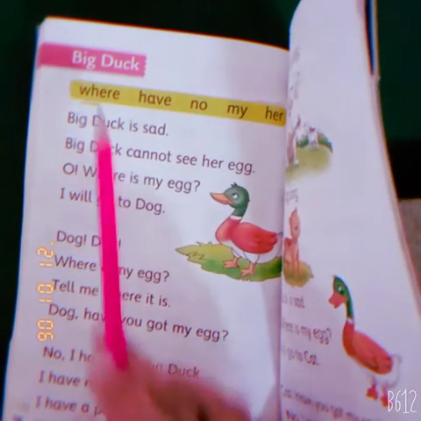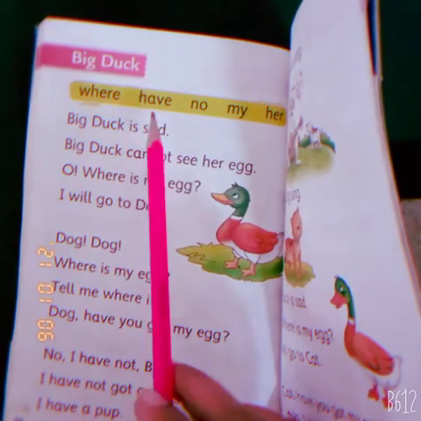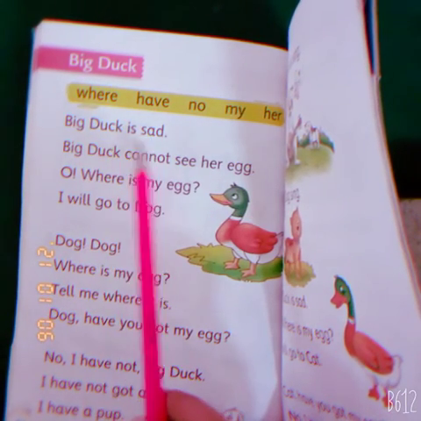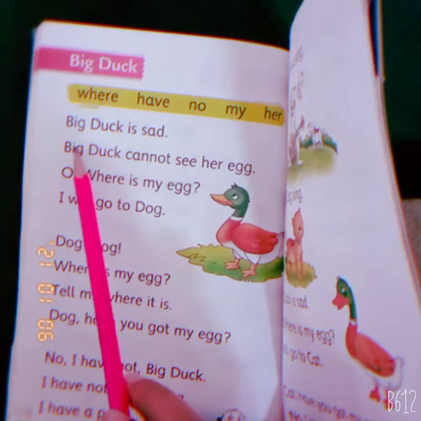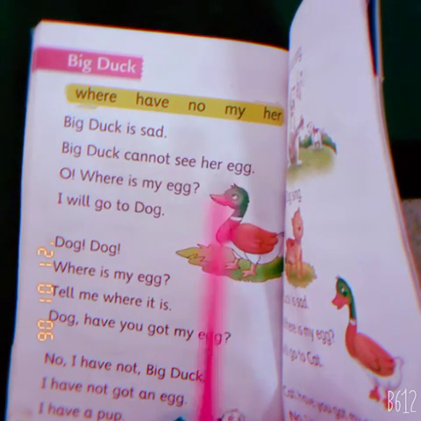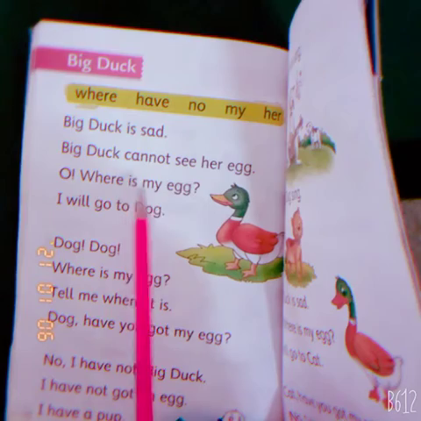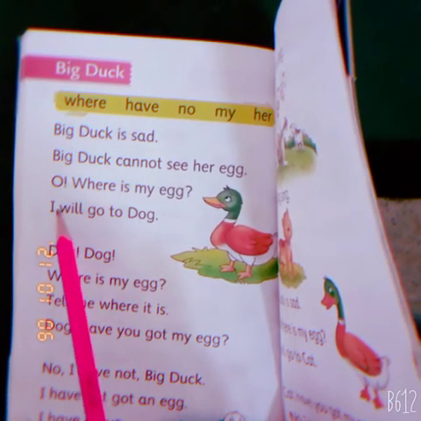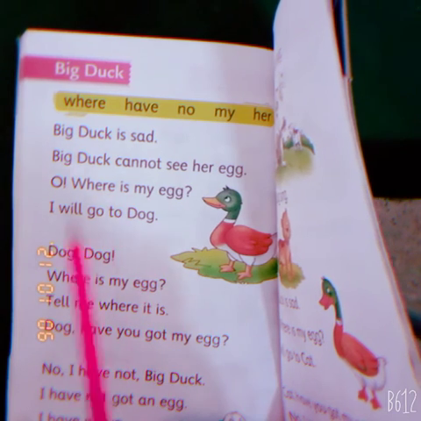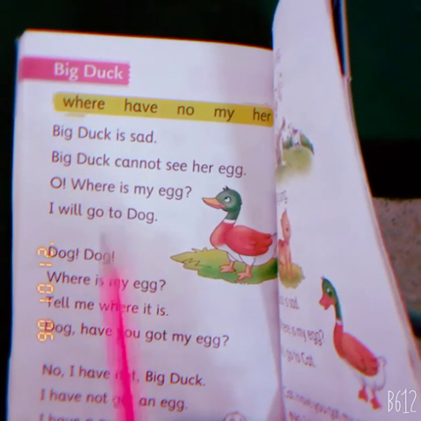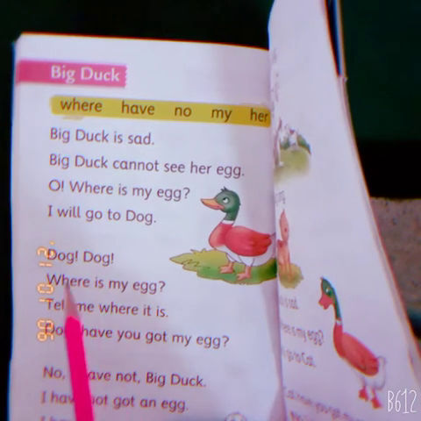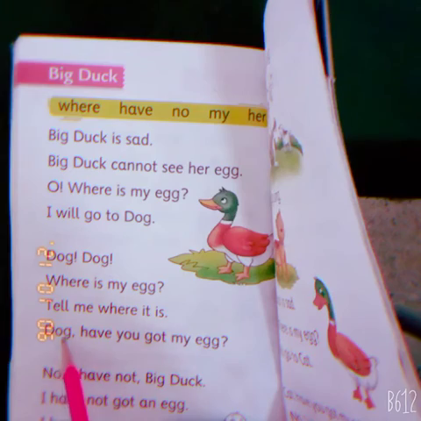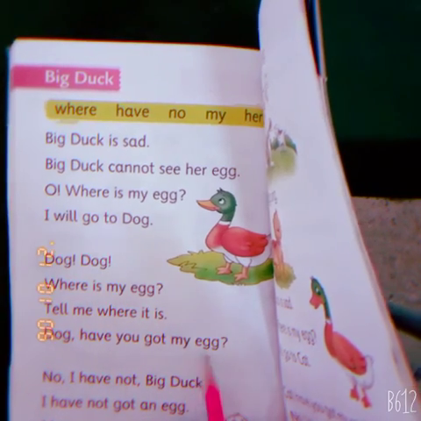Let's read again. Big duck. Where, have, no, my, her. Big duck is sad. Big duck cannot see her egg. Oh, where is my egg? I will go to dog. Dog, dog, where is my egg? Tell me where it is. Dog, have you got my egg?